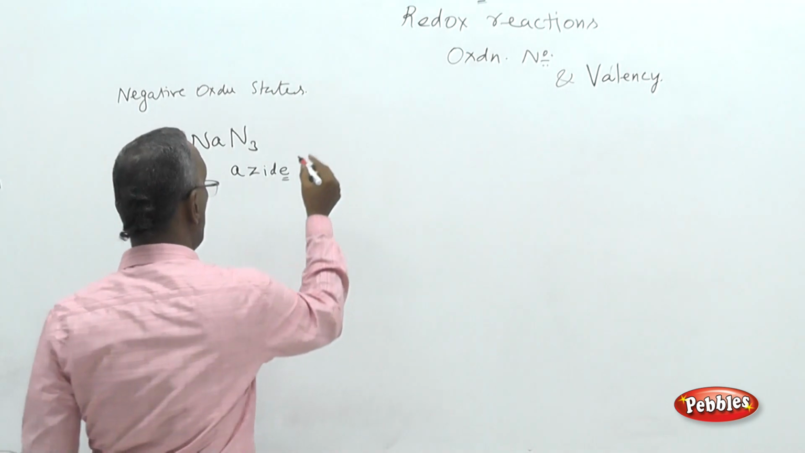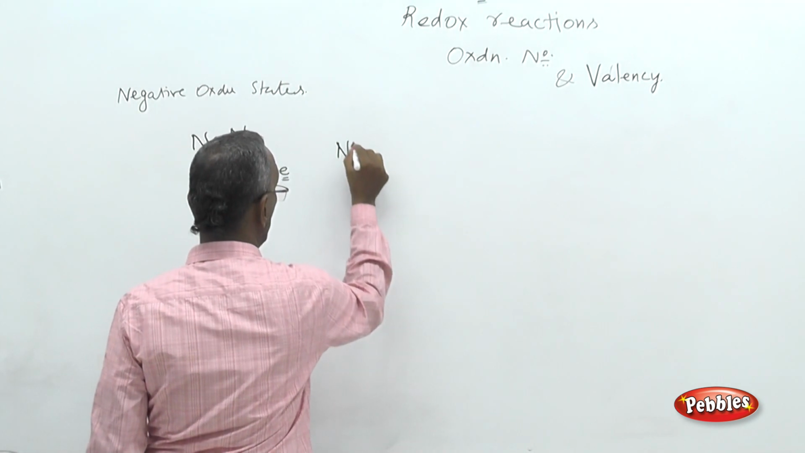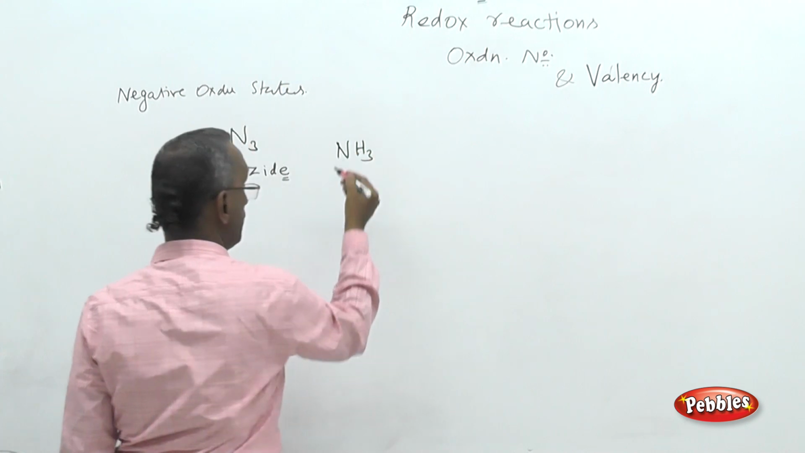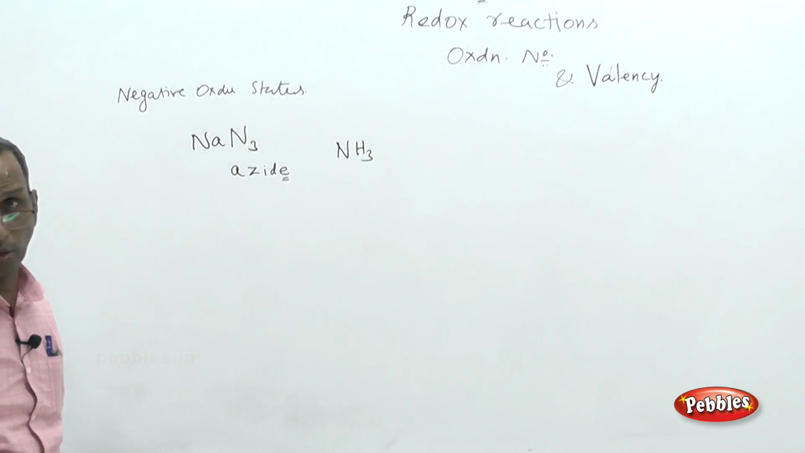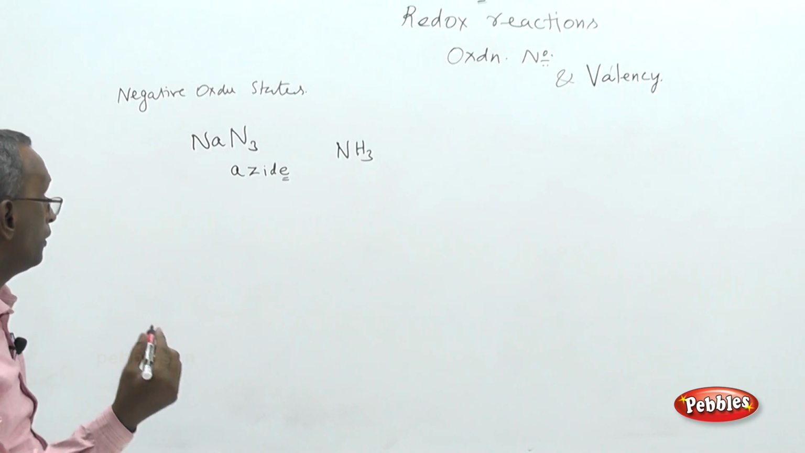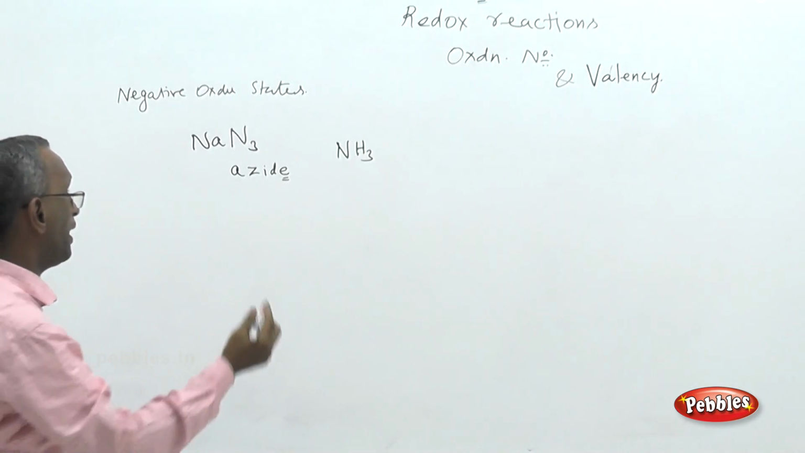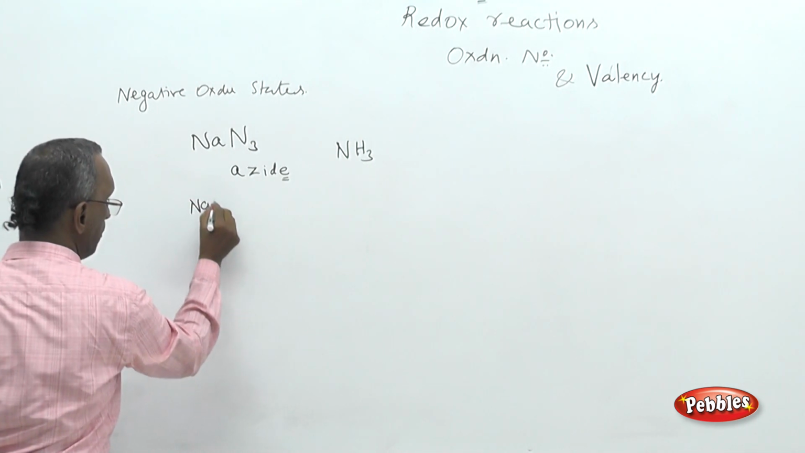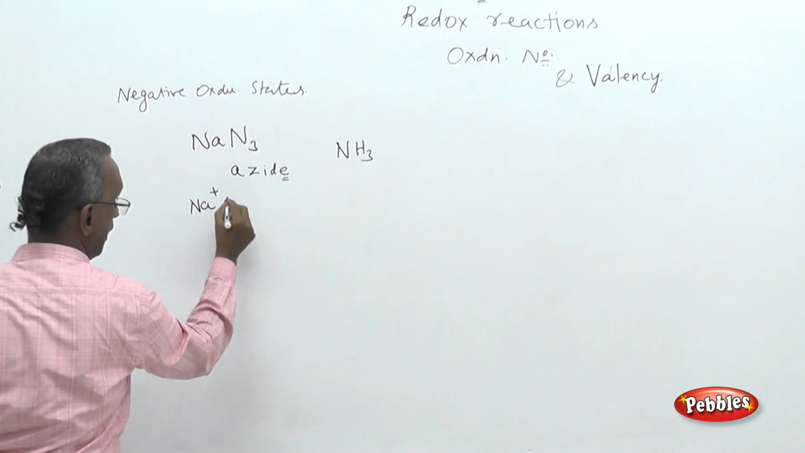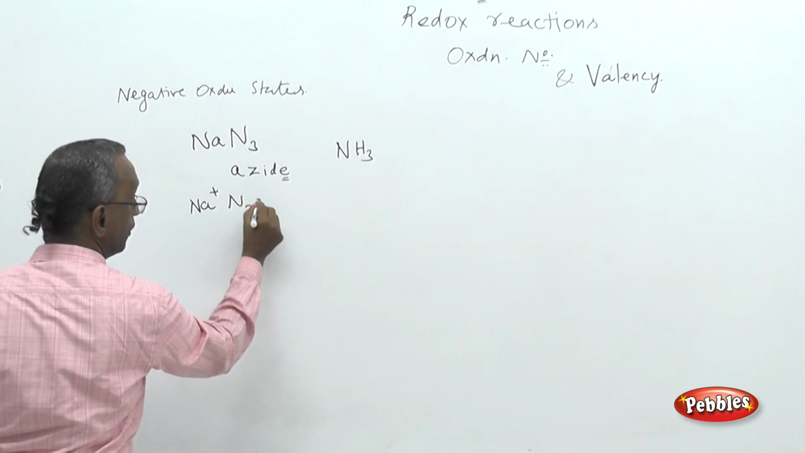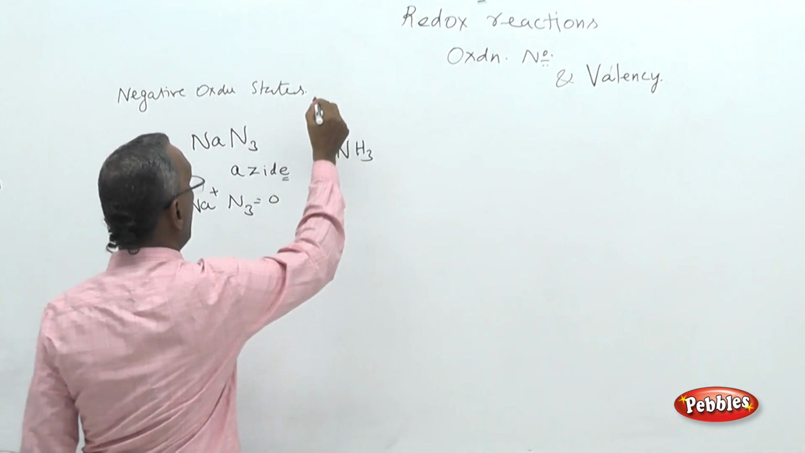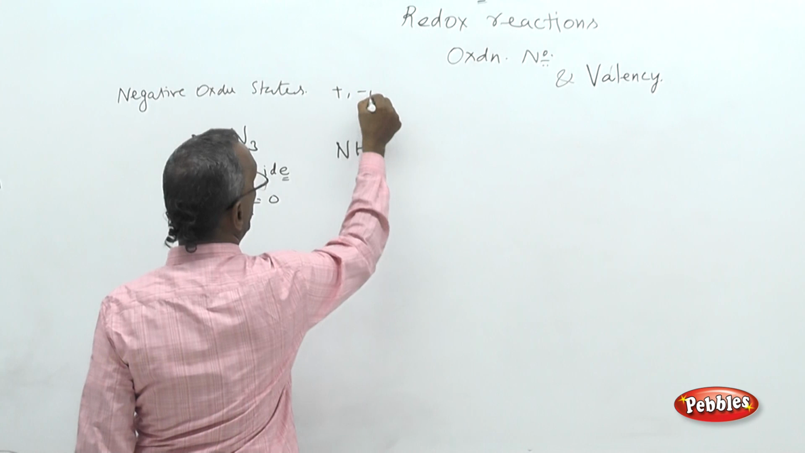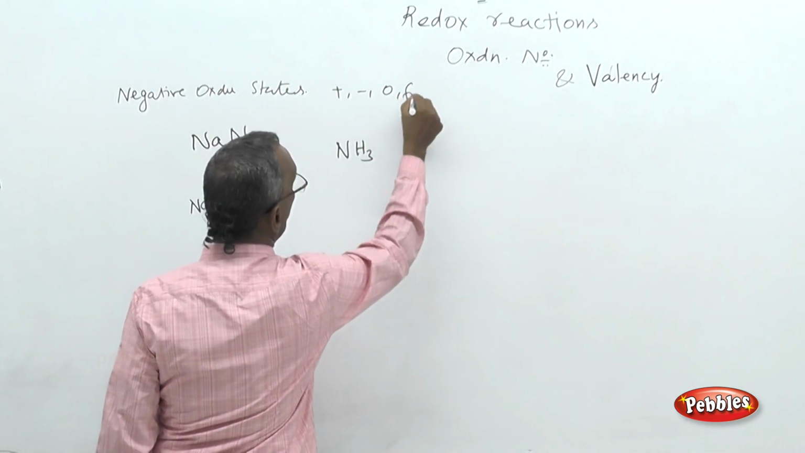But in a compound like NH3, nitrogen has a positive oxidation state. You will see this in the assignment of rules for oxidation number later. At present, we can see Na is more stable as Na+. For N we don't know. So oxidation state can be positive, negative, zero and even fractional.